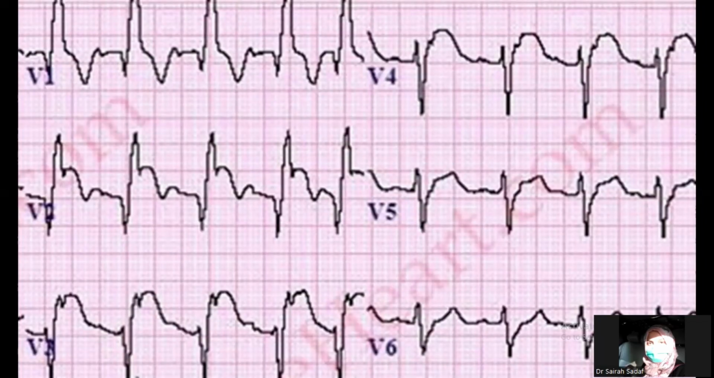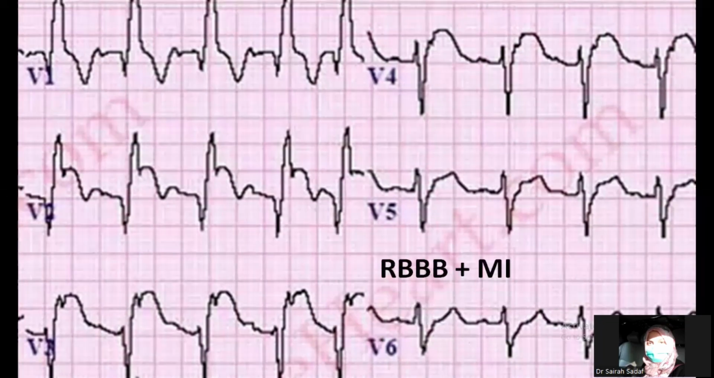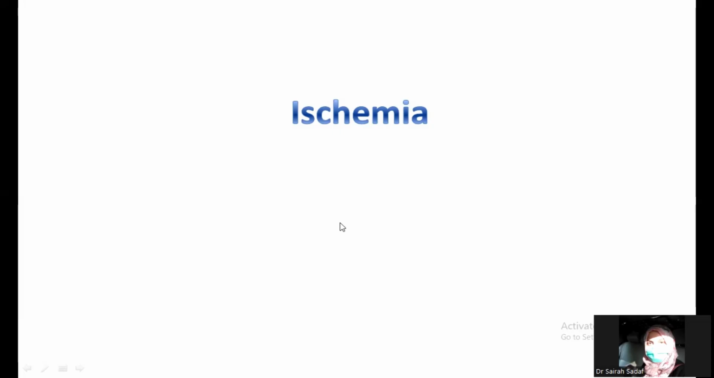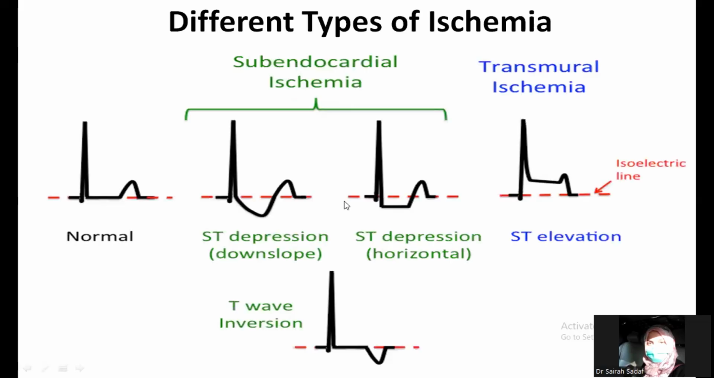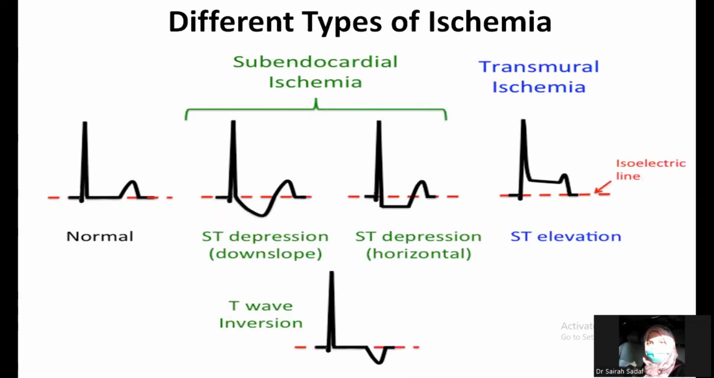Where is it? With MI. This is RBBB with MI. Ischemia, let's finish this quickly. I thought we would cover two today, but ischemia. First of all, there are different types of ischemia.